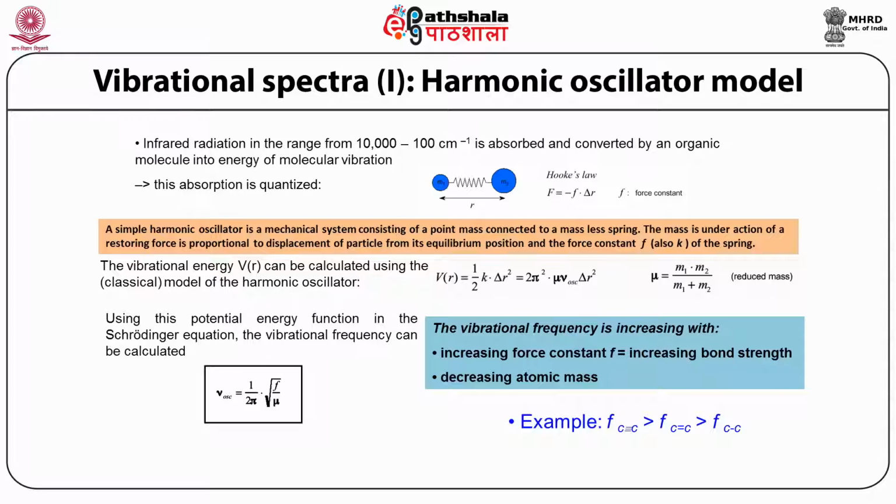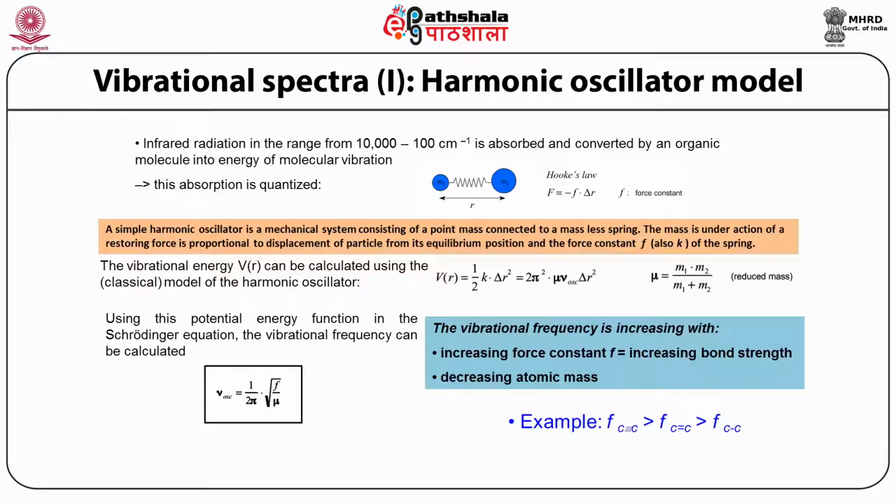The vibrational energy can be calculated using the classical model of the harmonic oscillator, given as V(R) equals half k delta R squared, equals 2 pi squared mu nu squared delta R squared, where mu equals M1 times M2 divided by M1 plus M2. The vibrational frequency generally increases with increasing force constant, increasing bond strength, and decreasing mass.